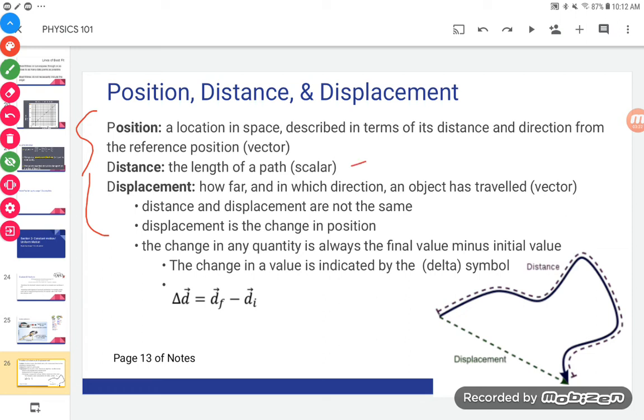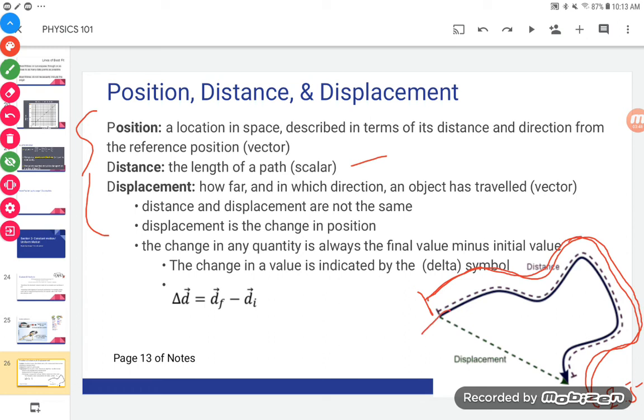Distance alone is a scalar, and that's the length of a path. I like this picture down at the bottom quite a bit. That red line shows the distance here. If you start here and run all the way to the golf course, this is the path you've taken. Let's say you've run 2.5 kilometers. That's supposed to be a 5. The distance you've traveled is 2.5 kilometers.